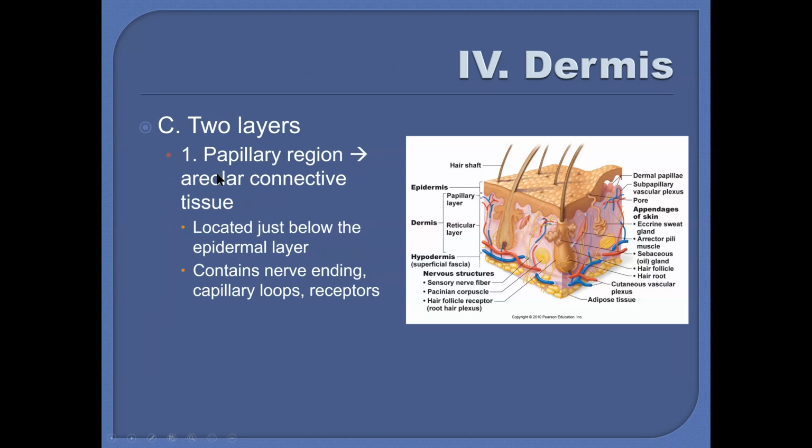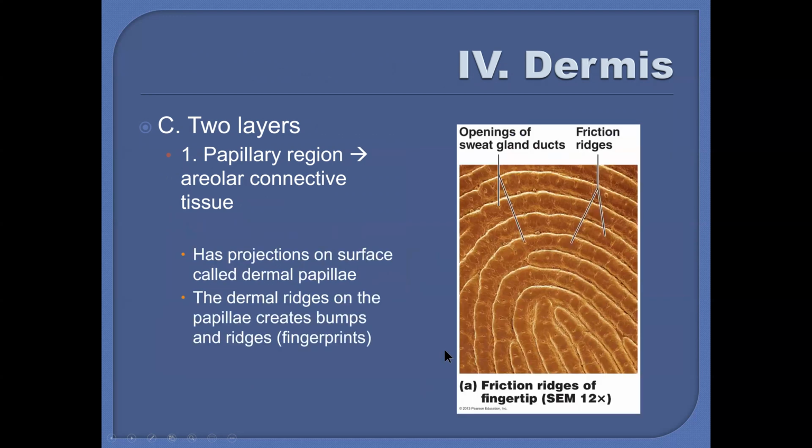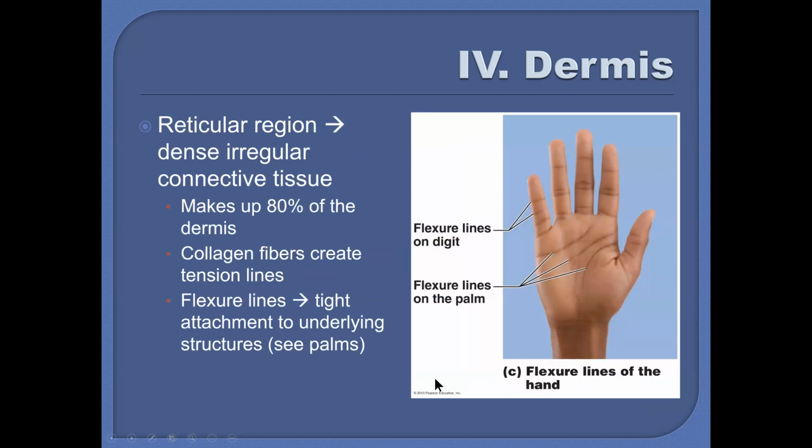The papillary layer consists of areolar connective tissue located just below the epidermis and contains these nerve endings and these structures we talked about. Also, we had those dermal projections, that corrugated cardboard effect that we talked about. Those are responsible for fingerprints. Those are the ridges on your fingers. This is a scanning electron micrograph at 12 times magnification, which shows what fingerprints look like.